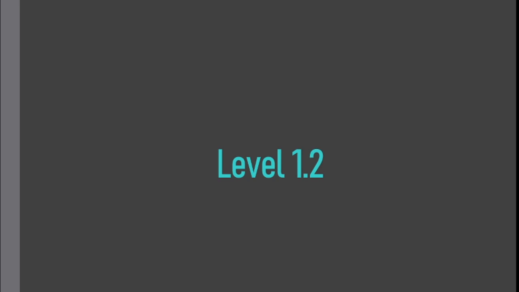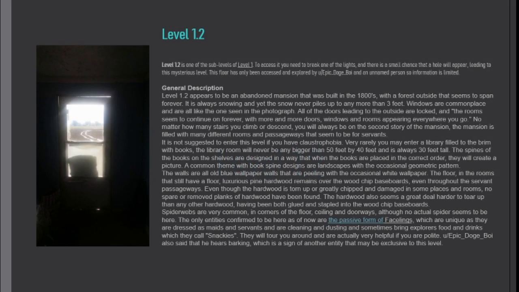Level 1.2. Level 1.2 is one of the sublevels of level 1. To access it, you need to break one of the lights, and there is a small chance that a hole will appear, leading to this mysterious level. This floor has only been accessed and explored by you/Epic Dogebear and an unnamed person, so information is limited.